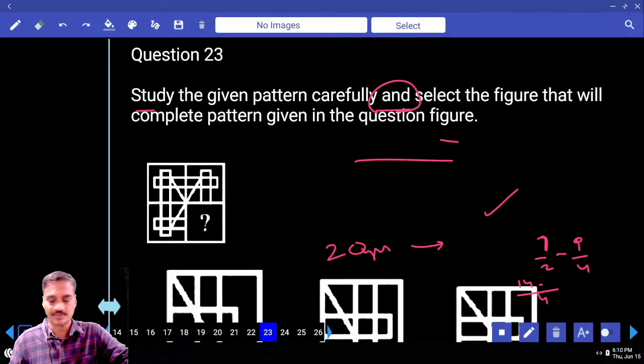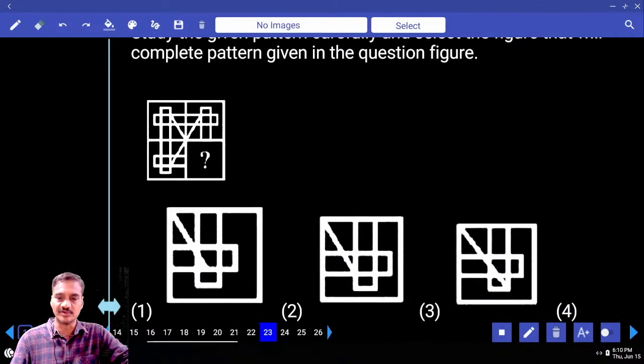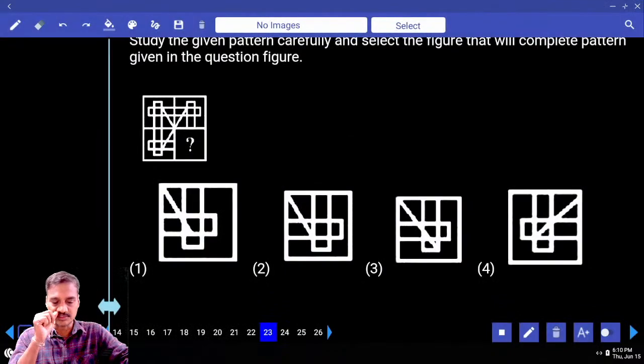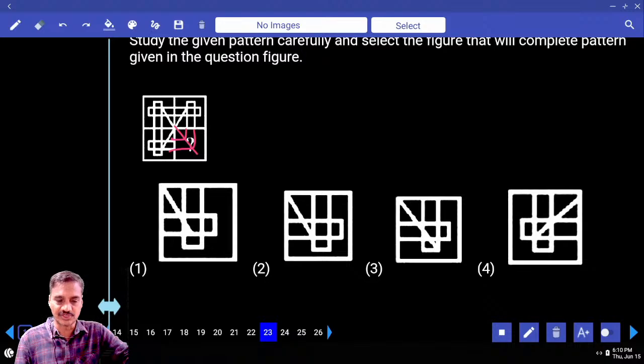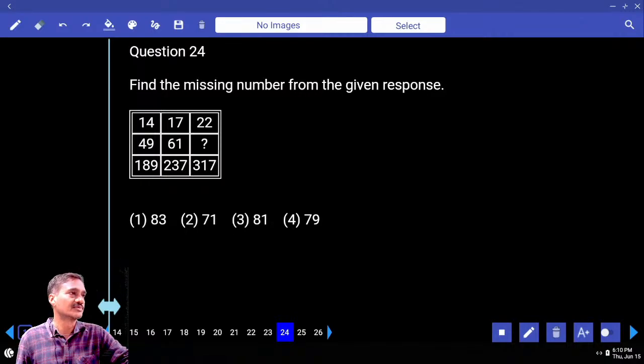Then 23rd. In this question number 23, we need to find out the figure completion. Then, yes, tell me what is the choice we have? Choice 2 is the answer for 23. Then the 24th one.